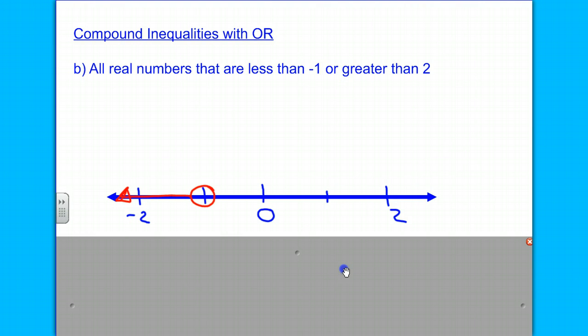Okay, and then how about greater than 2? How do we do that, Chad? What type of dot? It's going to be a circle. It's going to go to the right. So is this the intersection of solutions? They're not combining, are they? Can you be less than -1 and also greater than 2? If you are a number that's less than -1, can you also be greater than 2? No. That's not possible, is it? So this is an or inequality. You can be one or the other, but you can't combine the solutions, can you? You can't be both, like you can in an and inequality.